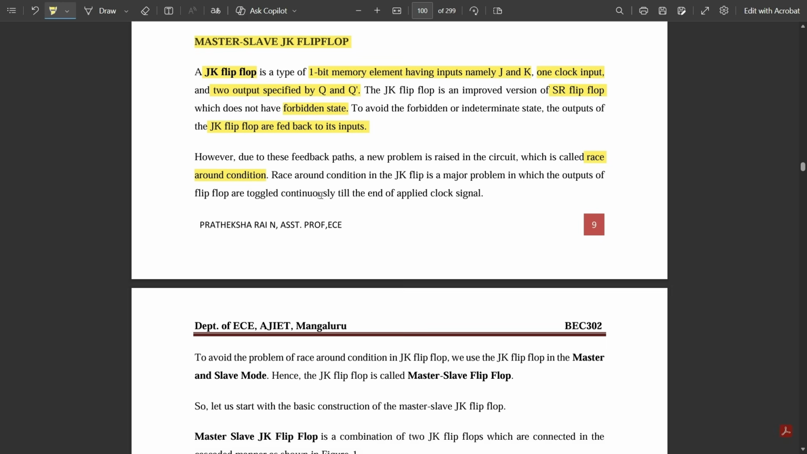The race around condition in the JK flip flop is a major problem in which the outputs of the flip flop are toggled continuously till the end of the applied clock signal. In order to stop that toggling or loop condition, we need to apply the clock signal, and based on the clock signal limit, it would be continuously toggling until then. So in order to avoid that toggling condition, we use this kind of flip flop called the master slave JK flip flop. Let us see what this does.